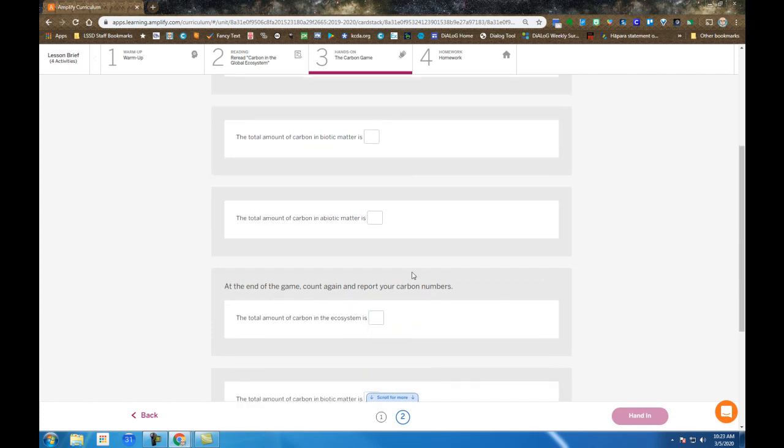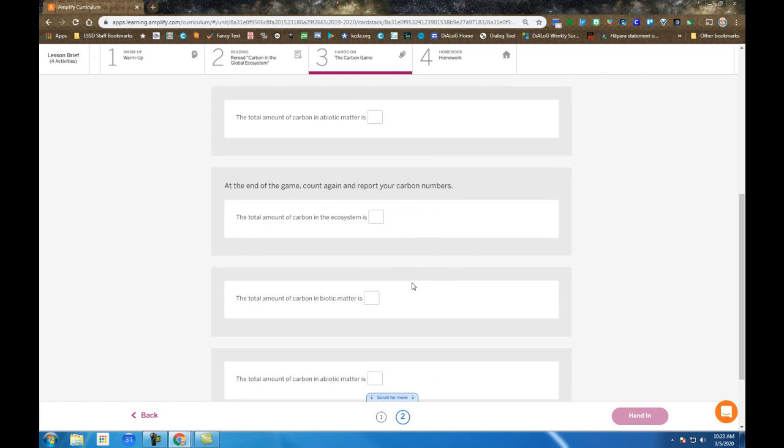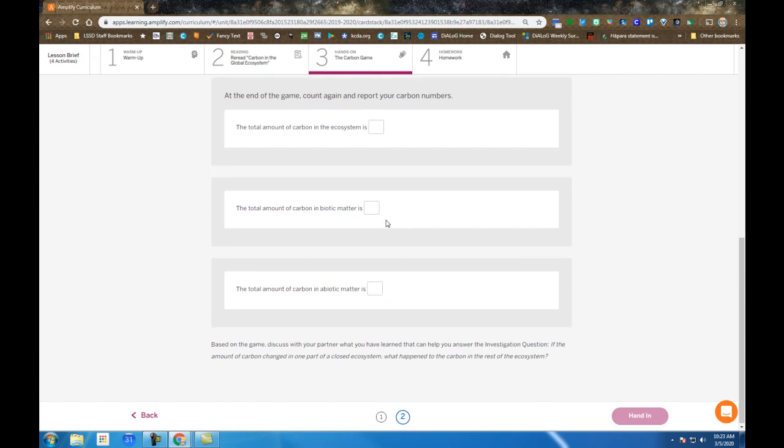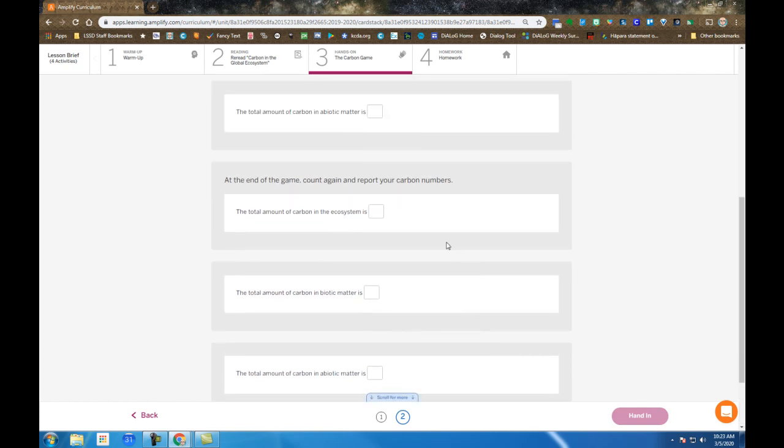Okay? As you go through and answer these questions, depending on the card sequence you choose and what happens in your game, the carbon will move around, but the total amount of carbon in the ecosystem is always 30. That's the point of the game. You always come back to 30. Started with 30, ended with 30, it's always 30.